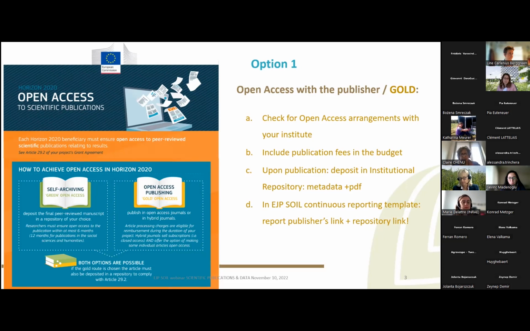Please, when you publish in gold open access, check whether your institution has an arrangement for central payment of open access. For example, at Wageningen University and Research, we have so-called big deals with the big publishers, and altogether we can publish in 11,000 journals open access without any extra costs.